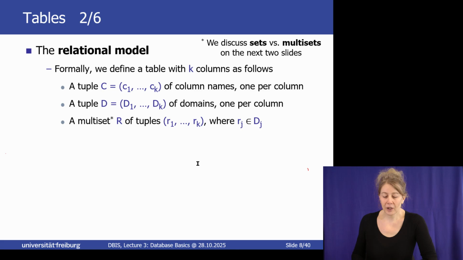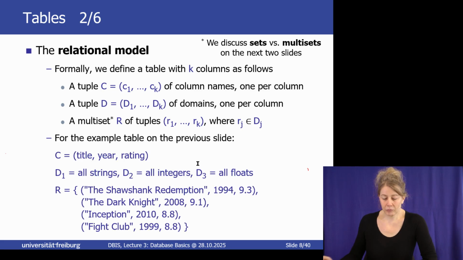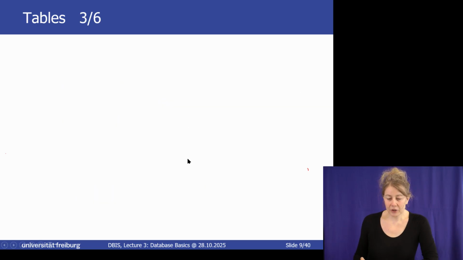And the rows are a multiset, and I will say in a minute what a multiset is. So here we just have the rows. They are also just tuples, a set of tuples. A set of tuples means the order is not important. Okay, I will just go on.